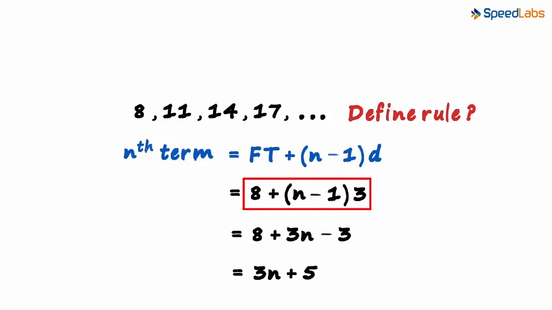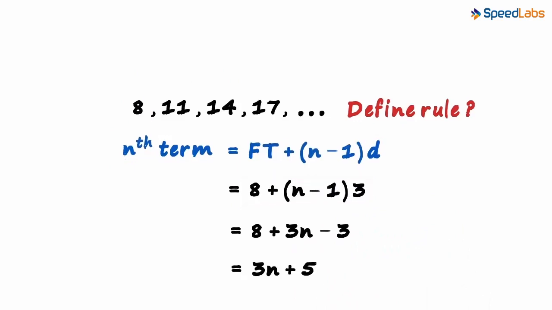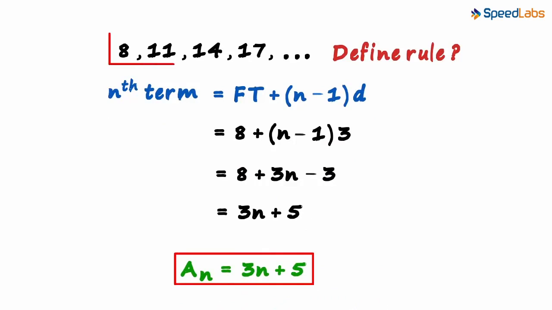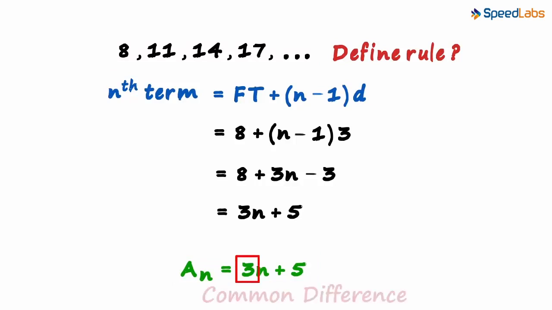We get the nth term as 8 plus n minus 1 times 3. Solving this gives us 3n plus 5. So we can name the sequence A and define it as a n equals 3n plus 5. This is the definition of the above sequence. We must always verify it by confirming that the coefficient of n is the common difference.